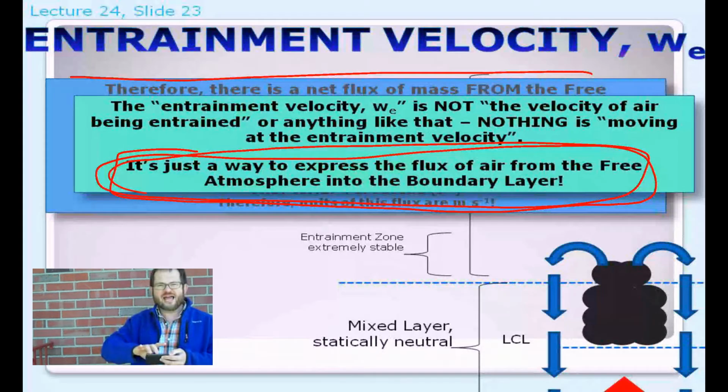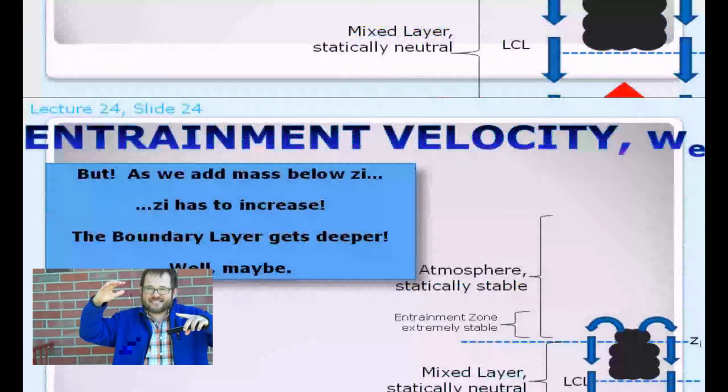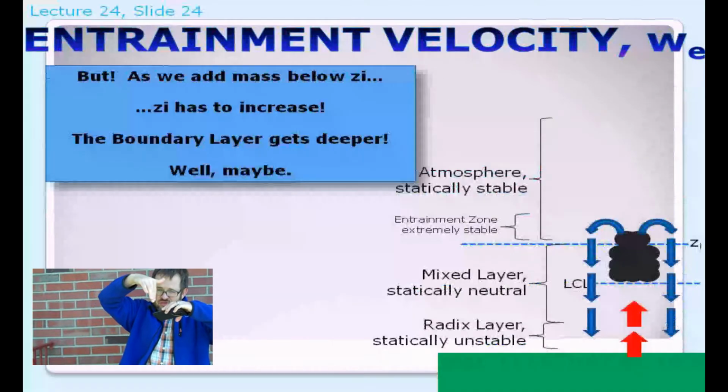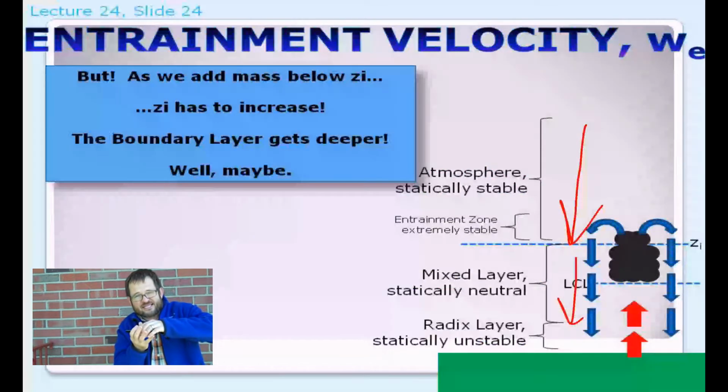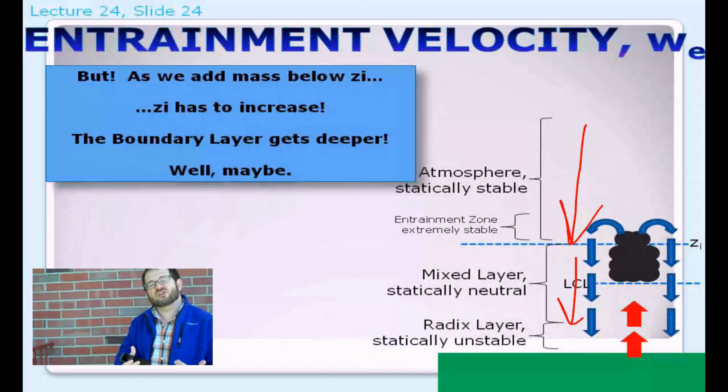So we have some height Zi. We're on slide 24 here. If we have some height Zi and mass is moving through that level Zi down into the boundary layer, there's nothing that Zi can do except get higher. So as we have entrainment across the entrainment zone, the top of the boundary layer can only grow. We can only get growth of the boundary layer.